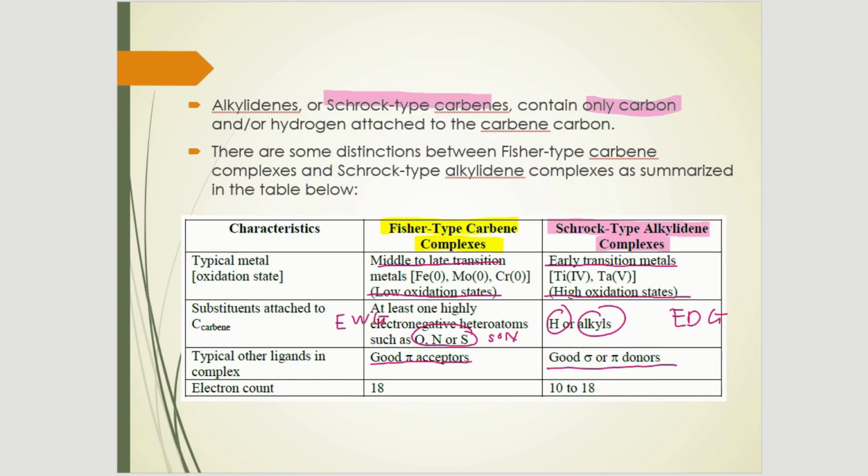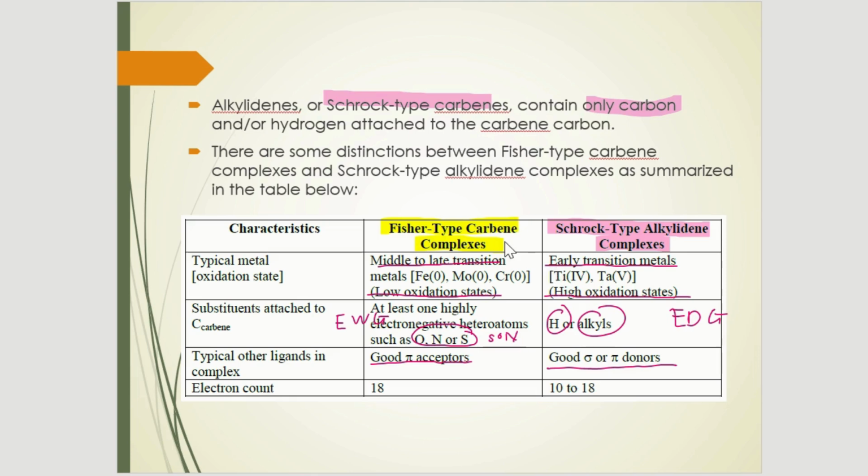For the Fischer type carbene, the typical metals that can form it are from the middle to late transition metals, and they also prefer metals in a low oxidation state. From the table, you can see all the metals have a zero oxidation state; this one is an example of a middle to late transition metal. Meanwhile, the Schrock type alkylidene complexes prefer early transition metals and also a high oxidation state. This one is an example of an early transition metal, and as you can see in the brackets, they have a very high oxidation state.